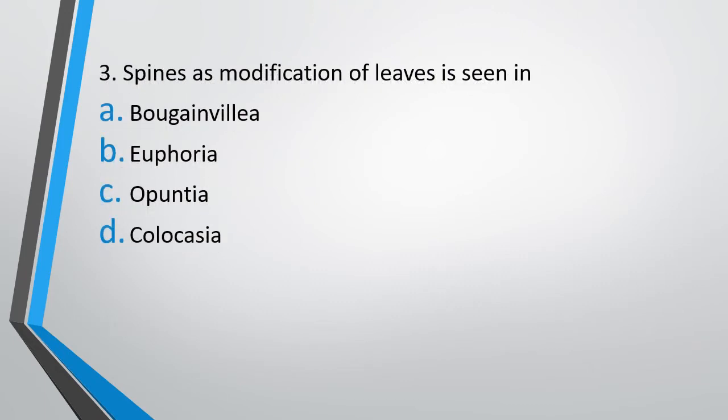Question 3. Spine as modification of leaf is seen in option A, Bougainvillea, option B, Euphorbia, option C, Opuntia, or option D, Colocasia. The correct answer is option C, that is Opuntia, also known as cactus, right? So the two MCQs that came together, you need to remember that thorn is a modification of stem and spine is a modification of leaf. Thorn is found in Bougainvillea, and Opuntia contains spine which is a modification of leaves.